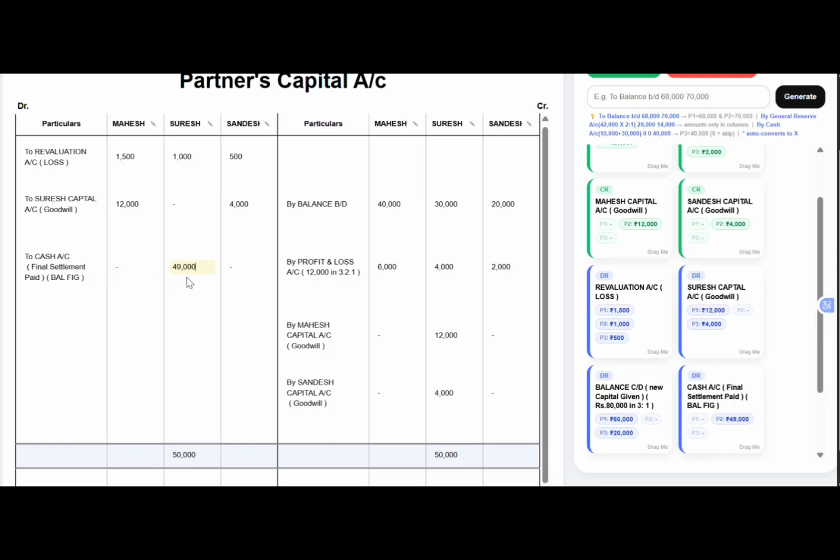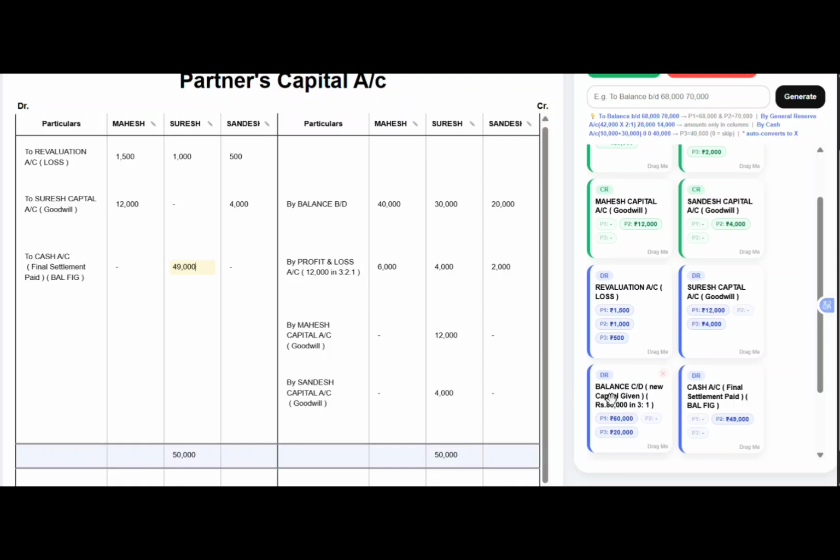And now here, as per the adjustment, it says that the capitals of the continuing partners have to be adjusted in cash. And in the question, in the adjustment, they had given us the new capital. The new capital of the firm is 80,000. So now we will not balance the continuing partners' accounts, but first write the new capital which is already given to us in the adjustment as the balance.